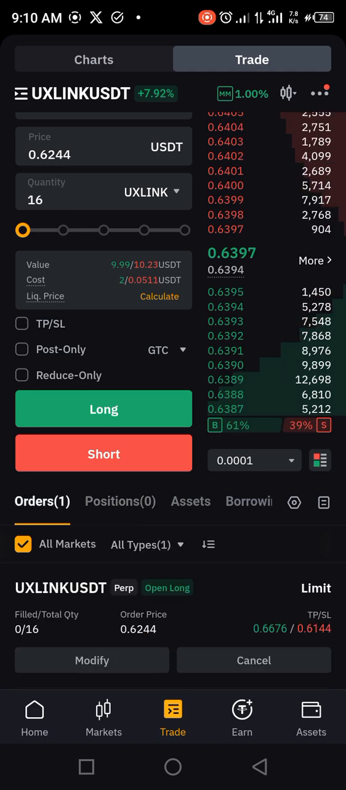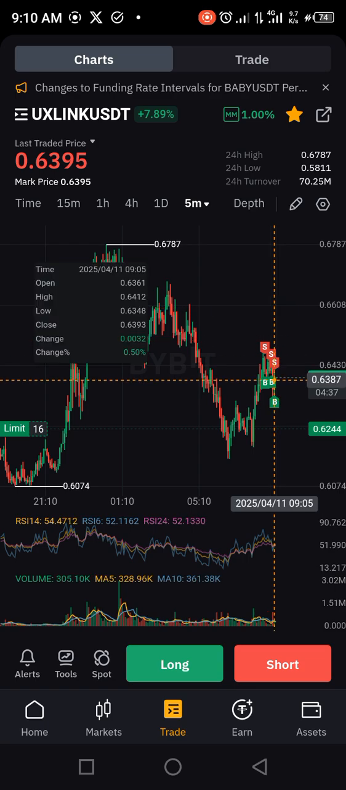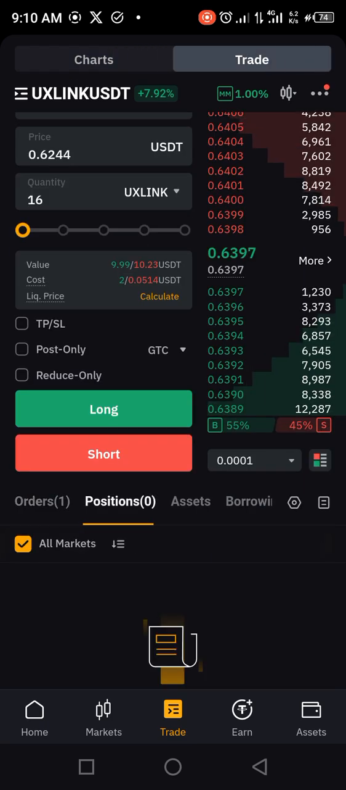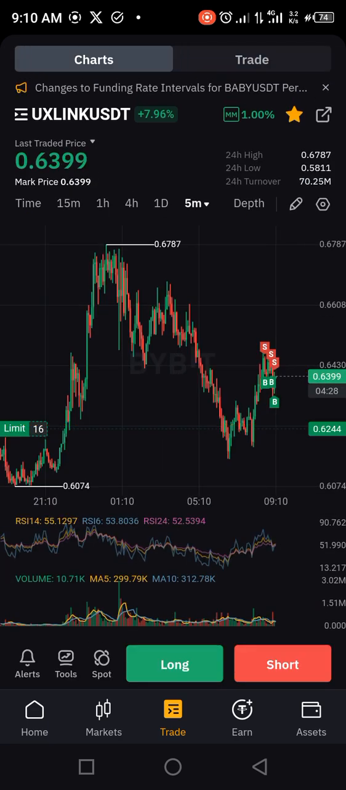Now you can see the trade is not yet running. The trade is on order. I just placed the order. Once this trade comes down to this zone here, it triggers it and the trade will now start showing at this place right here.